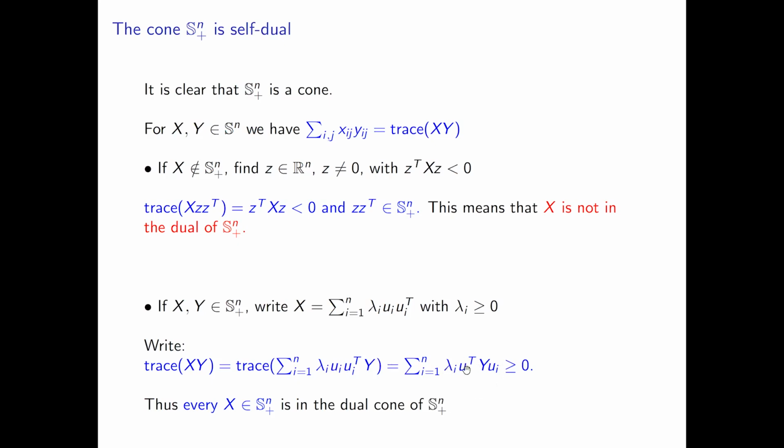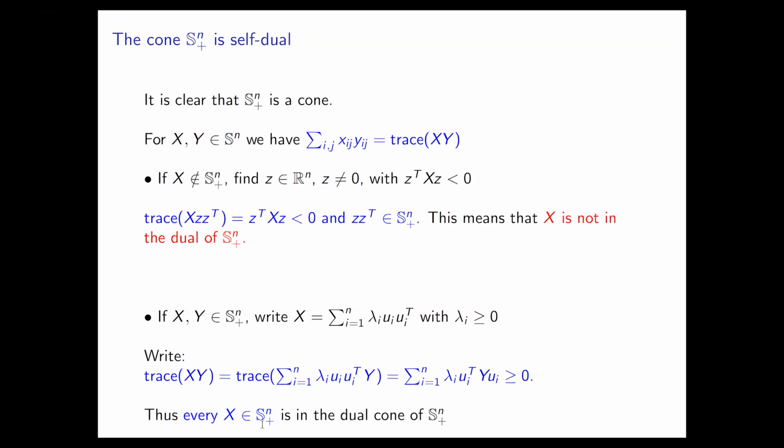These are all non-negative because Y is positive semi-definite. So I've concluded that this inner product is non-negative. So I've shown you that every single positive semi-definite matrix lies in the dual cone of the set of positive semi-definite matrices. Hope that made sense. If you don't understand the details of the proofs, the slides will be with you, so you can check this at your own leisure. Let's just accept the conclusion.